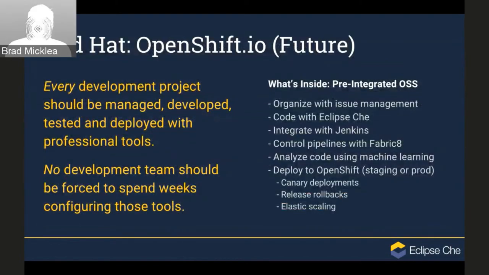So let's talk briefly about OpenShift.io. This is kind of futures stuff, and I will caveat this by saying I'm quite new to the OpenShift.io team. But I'll tell you a little bit about what I'm excited about. So this is not necessarily official positioning or anything like that, but it's how I think of why OpenShift.io is exciting to me. Because I believe that every development project needs to be managed, developed, tested, and deployed with professional tools. This is what we saw when we were building Codenvy, the company: it took a lot of effort, not just once, but in every sprint, for us to build out and maintain and streamline the tool chain that took us from issue planning through editing, through continuous integration, through deployment for our SaaS.